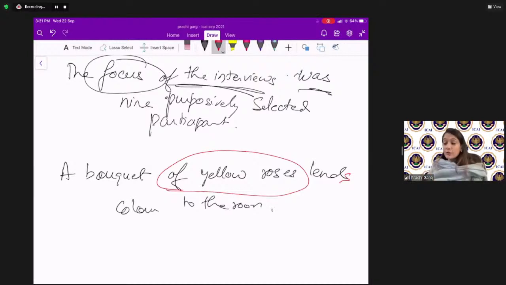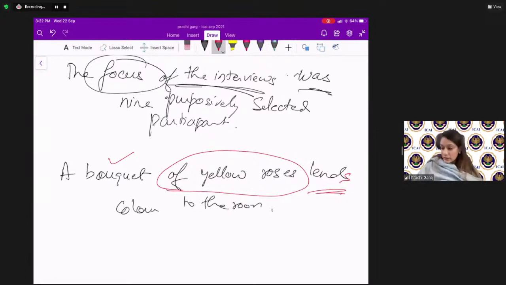A bouquet of yellow roses. So we are not talking about the yellow roses here. We are talking about a bouquet, right? So forget about the prepositional phrase. Just look at the word bouquet. Bouquet is one, so we use a singular verb here, right?